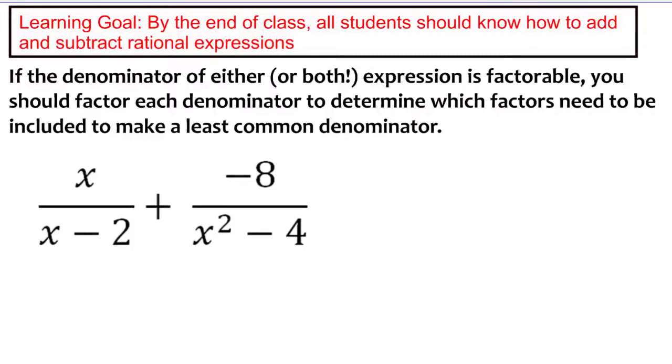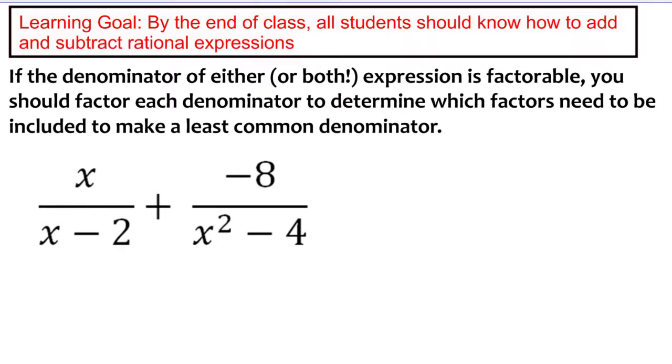All right, so here's our last possible case for adding and subtracting rational expressions. And in this case, it gets a little bit tricky because one of our denominators, the x squared minus 4, is something that is factorable. So I actually can't compare what's missing and what's present in both of my problems.